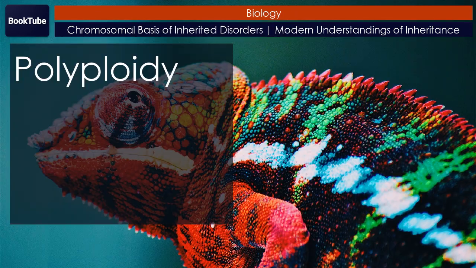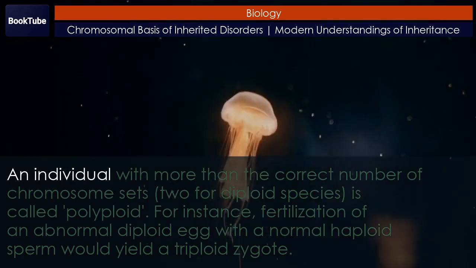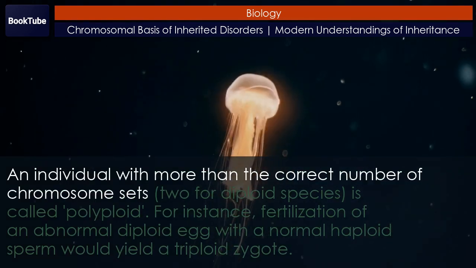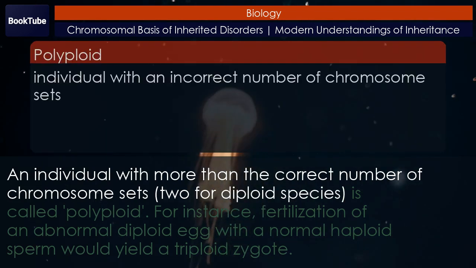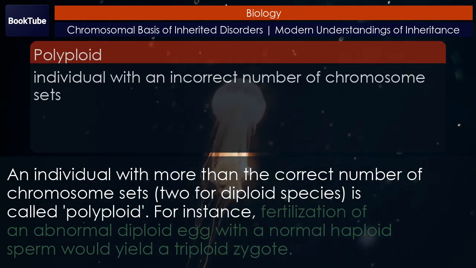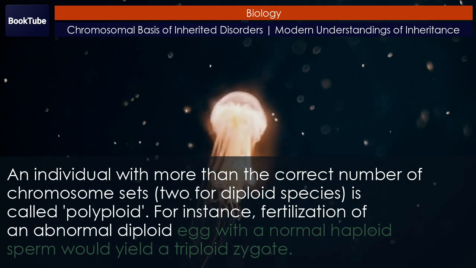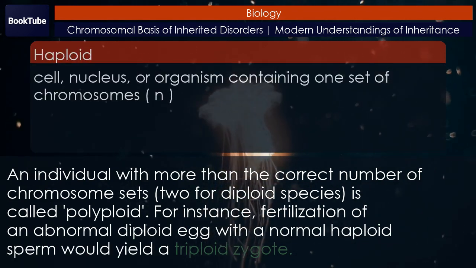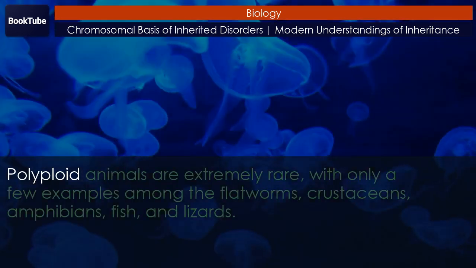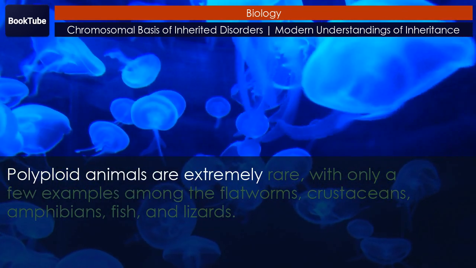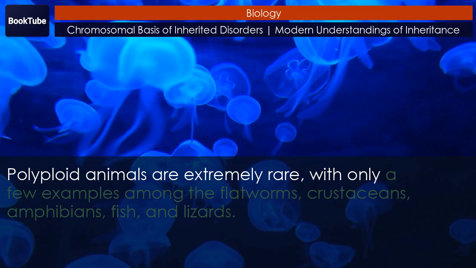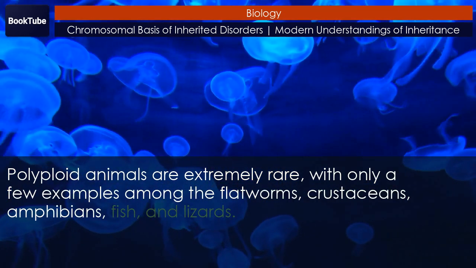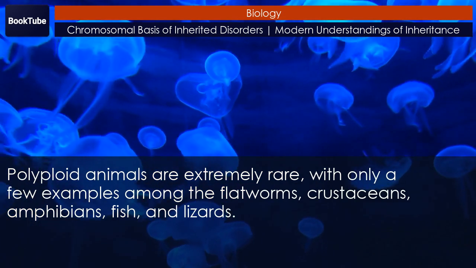Figure 3. Polyploidy. An individual with more than the correct number of chromosome sets, 2 for diploid species, is called polyploid. For instance, fertilization of an abnormal diploid egg with a normal haploid sperm would yield a triploid zygote. Polyploid animals are extremely rare, with only a few examples among the flatworms, crustaceans, amphibians, fish, and lizards.